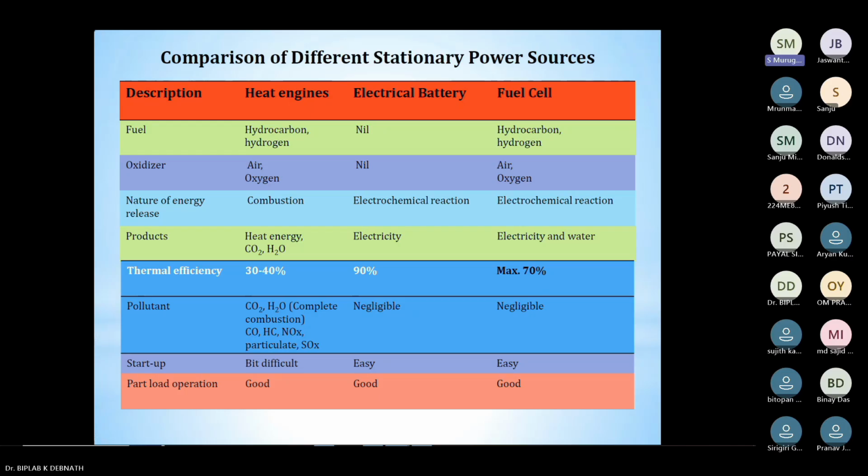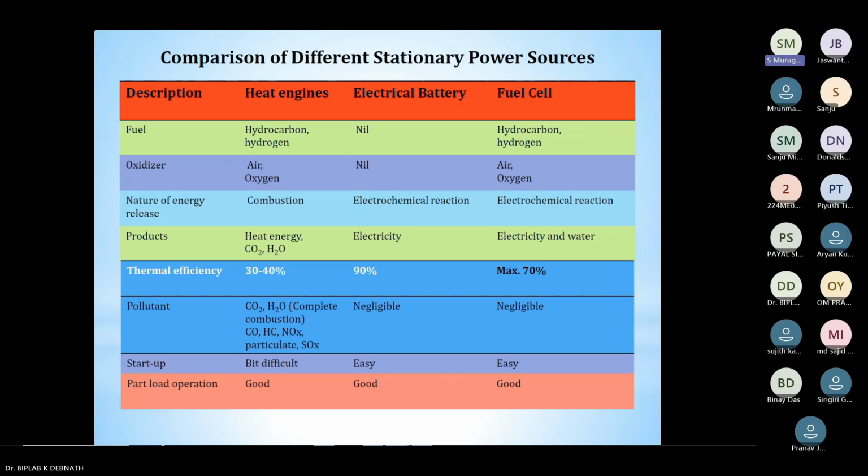Then pollutants. As I told, different pollutants are formed in internal combustion engines due to the combustion of the variety of fuels you use. As I told earlier, you will get CO2 and water vapor as products when the combustion is complete. If the combustion is incomplete, you will get CO, HC, like that. In addition to that, of course, you have oxides of nitrogen, oxides of sulfur, particulates, etc. In an electrical battery, there is no pollutant, or at most a negligible pollutant. In a fuel cell also, there is a negligible pollutant.